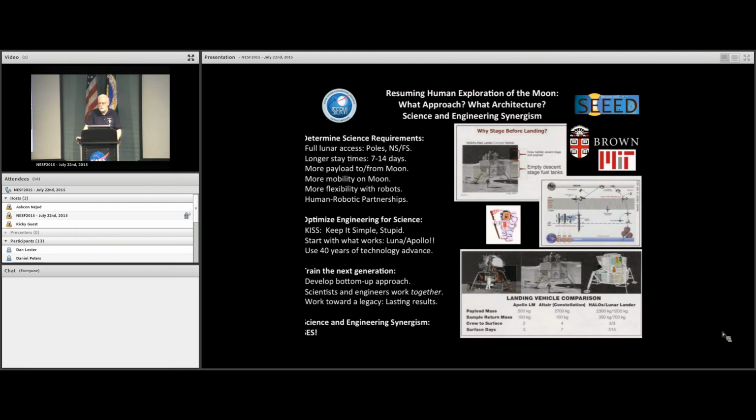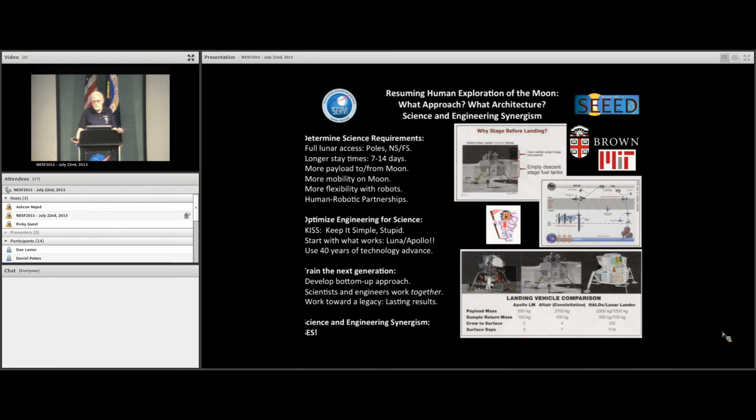So when all was said and done, they came up with this human architecture for lunar operations concept, which in fact took the basic Apollo architecture. And if you take a look here, payload mass for the LEM, they got 500 kilograms, 12 to 2,300 kilograms. Sample return mass, 100 kilograms for Apollo, 350 to 730 kilograms. Crew to the surface, 2. They got 3. Surface days, they went to options of 7 to 14 days. So they really came through with this incredible architecture. And it's actually quite affordable as well compared to, for example, what you see in the middle here, which is Constellation.